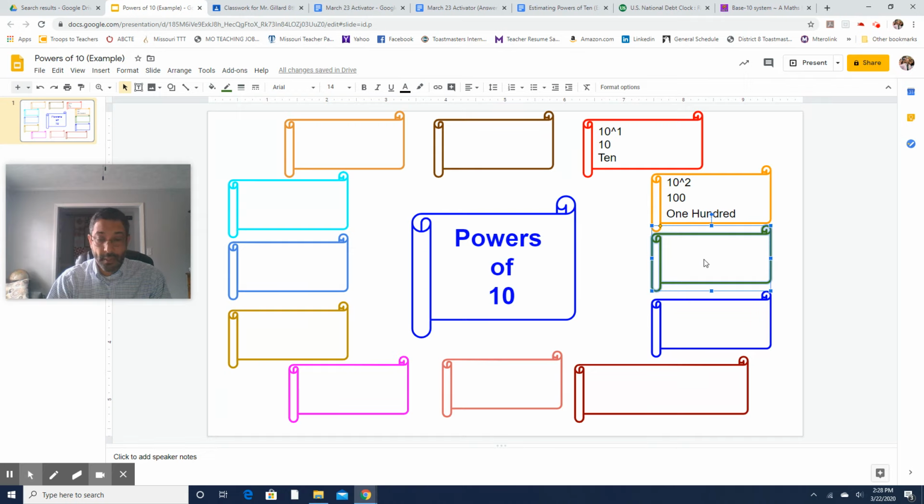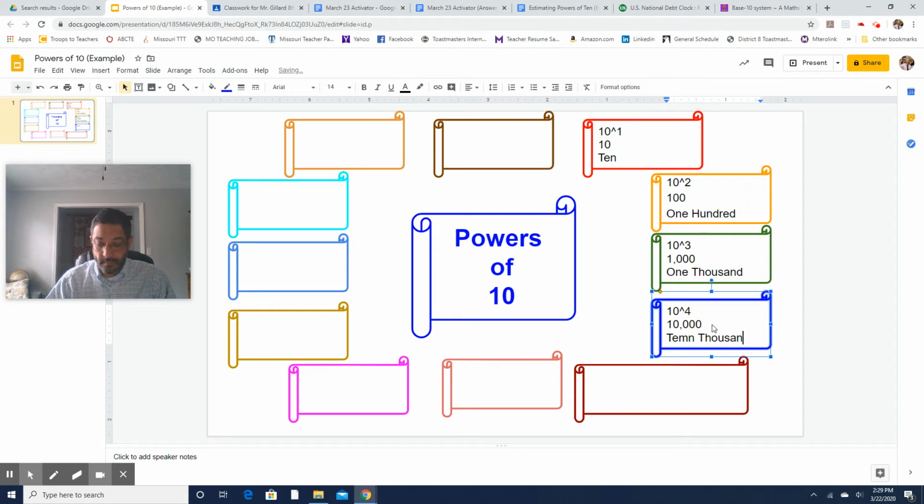My next exponent is going to be 10 to the third power. So 10 times 10 is 100, times 10 is going to be 1,000. Okay? And then I would type the word 1,000. Right? If I move down here, 10 to the fourth power means I'm going to have a 1 with 4 zeros. So that's going to be 10,000.